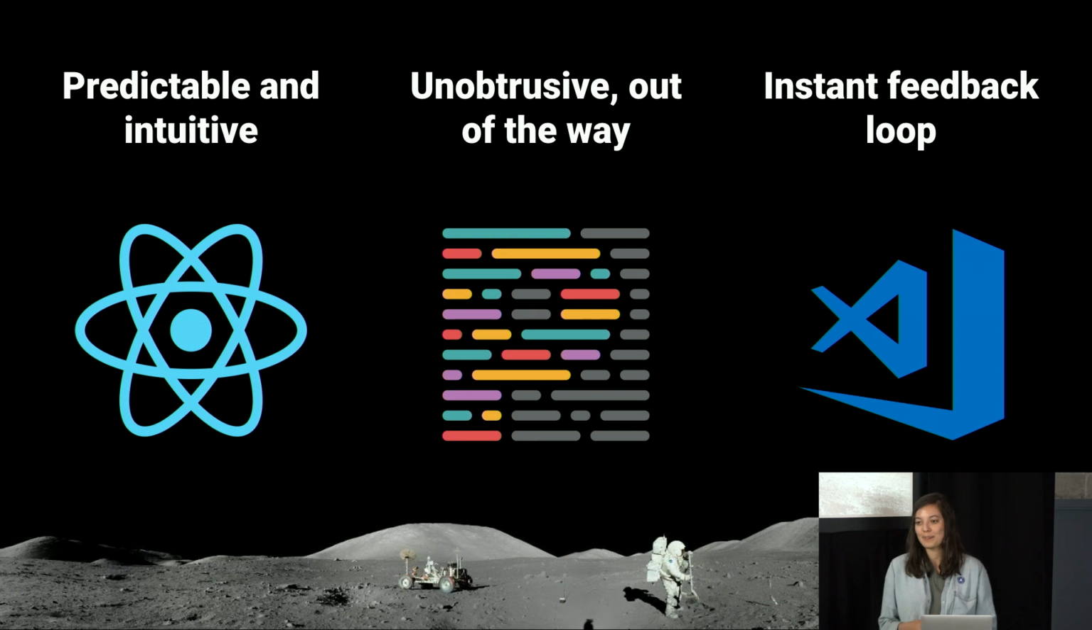categories. Great developer experiences are predictive and intuitive. They're unobtrusive, they get out of your way, and they give you an instant feedback loop. So we were thinking, what are some really good examples of tools that we use in the ecosystem that bring us these things?